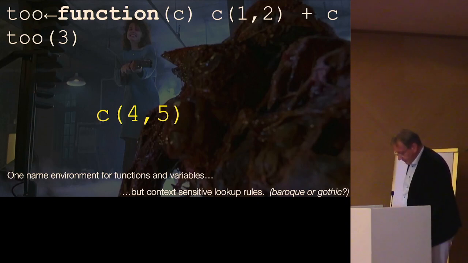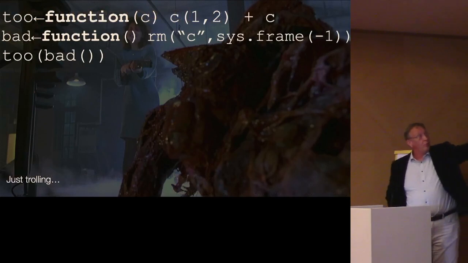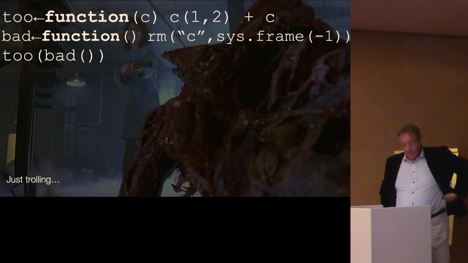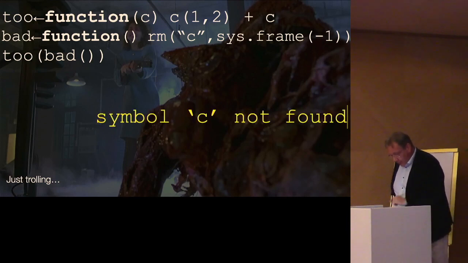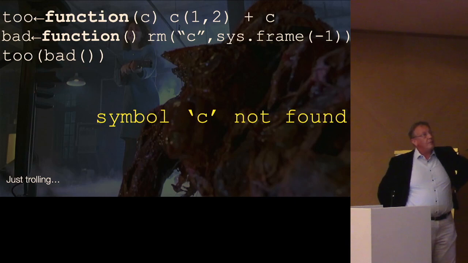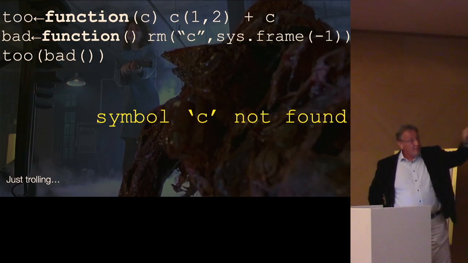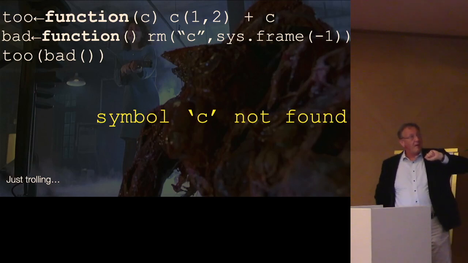All good. And here's the trolling part. If I call C with bad as an argument, what do I get? Well, I get clearly symbol C not found, so same thing. So what is going on? So bad is not evaluated.